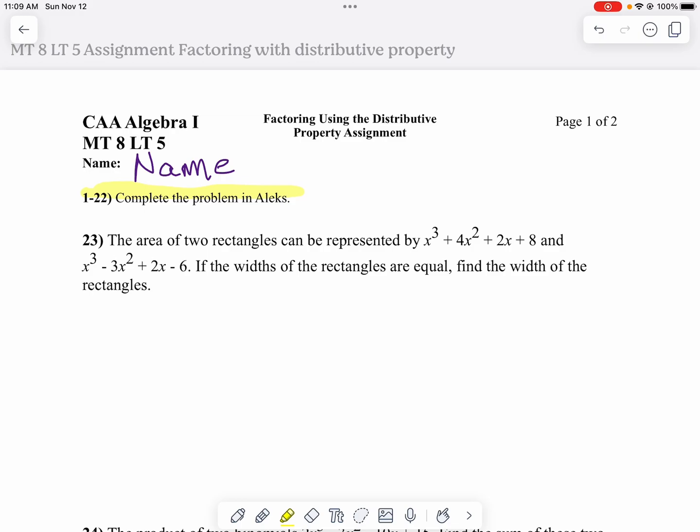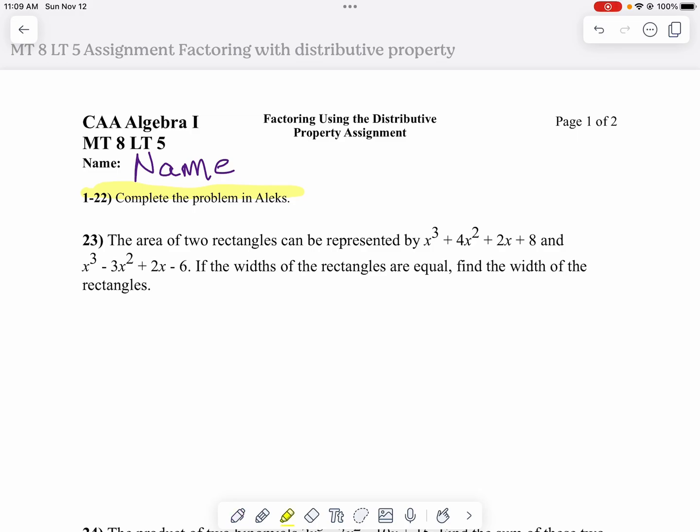On question 23, the area of the two rectangles can be represented by these polynomials, not quadratics. If the widths of the rectangles are equal, that means I probably can factor each one and look for the greatest common factor. So let's do that first.